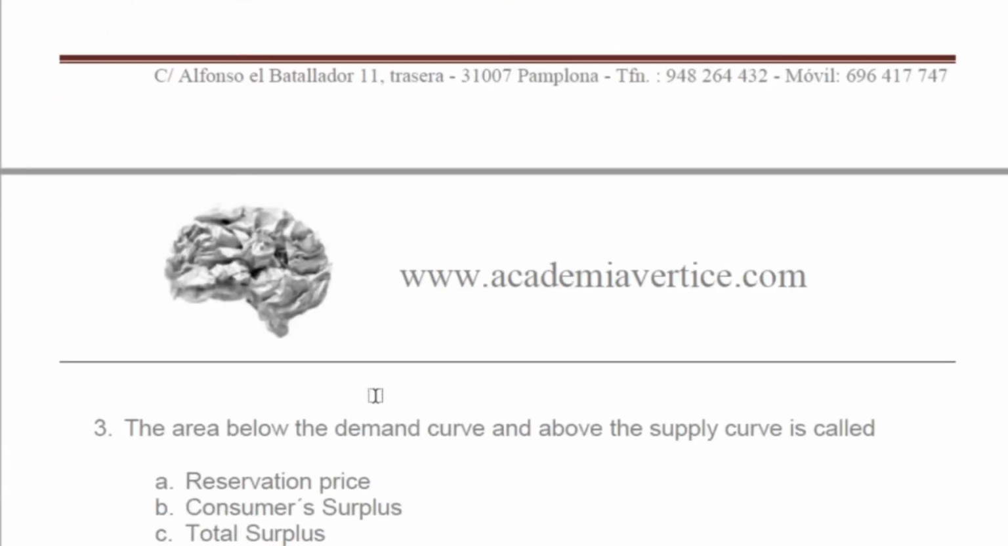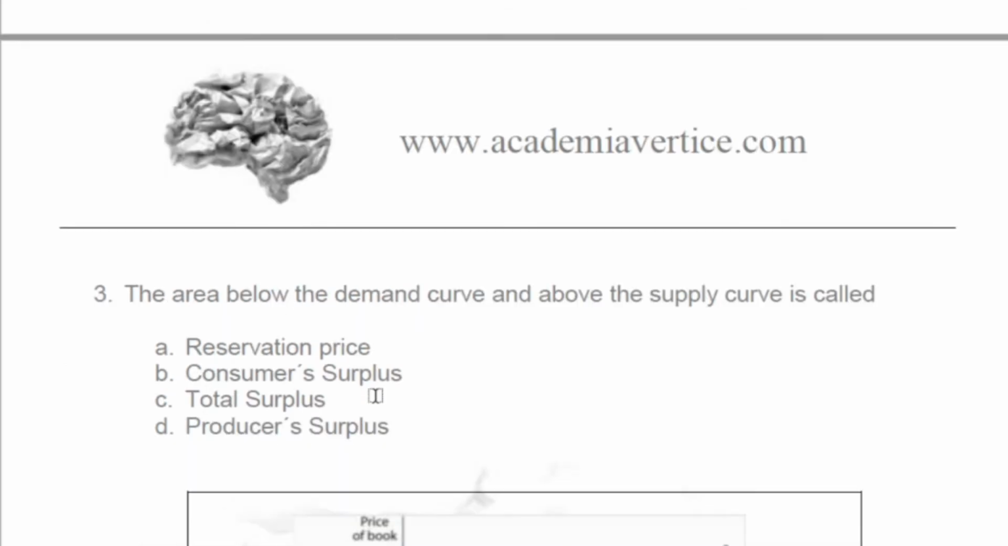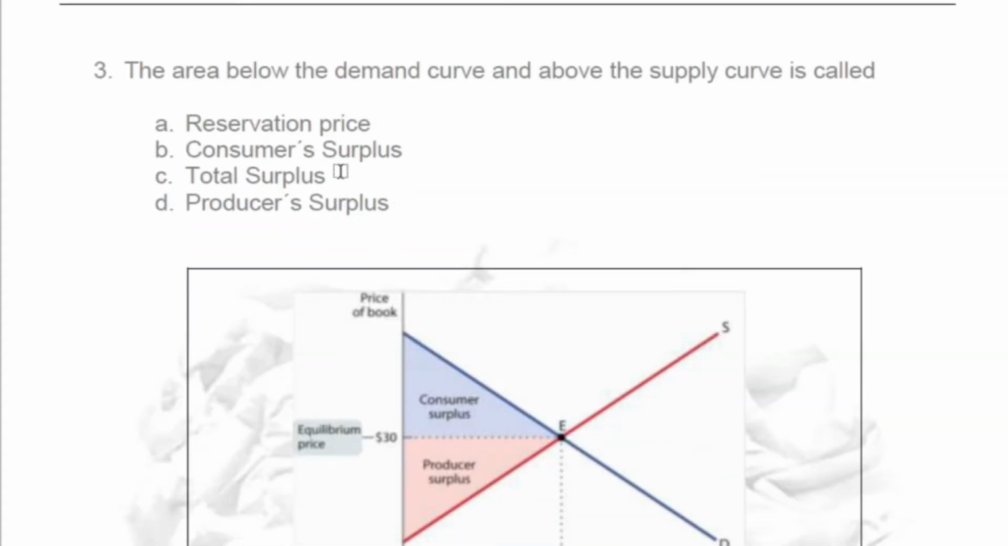Okay, so number 3, the area below the demand curve and above the supply curve is called, well, total surplus. If we have this kind of graph without any government policy, the area below the demand curve and over the price paid is consumer surplus, the area below the price received and over the supply is producer surplus, so all the area below the demand curve and over the supply is the total surplus. Okay, quite easy.